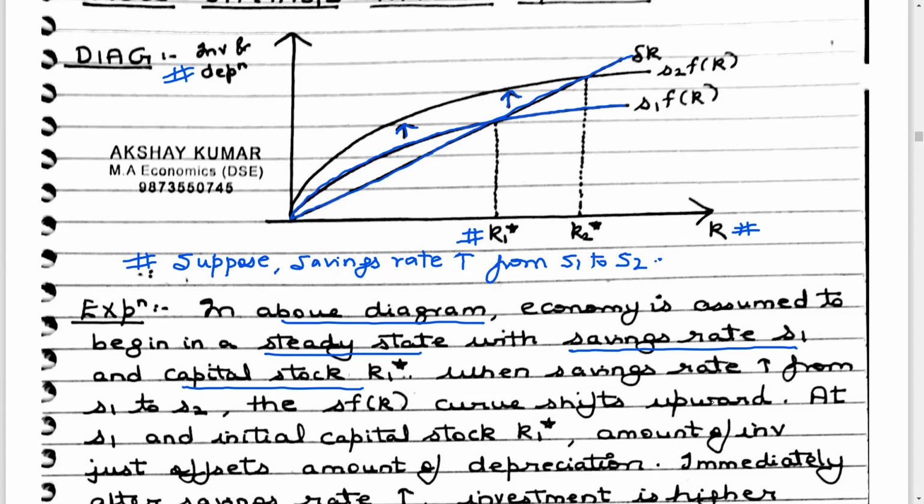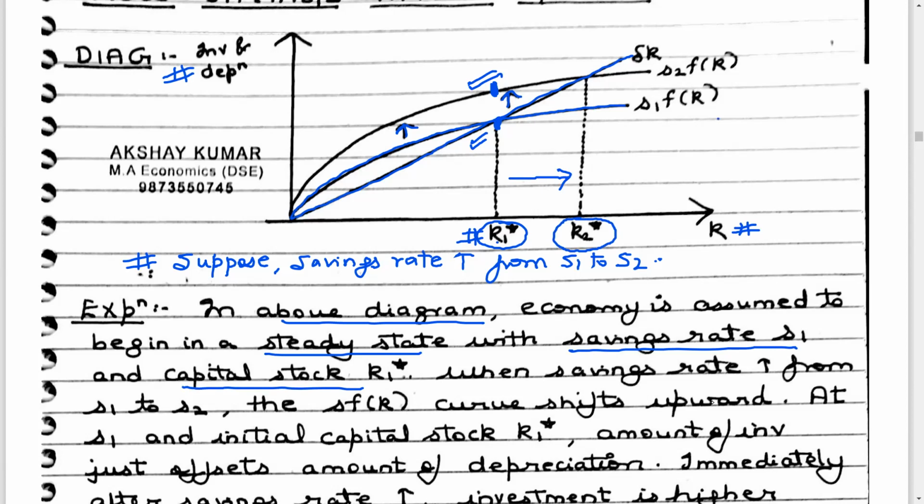So now what will happen? If you continue to remain at K star, now at K star, my investment is this much, but my depreciation is this much. So at K1 star, now my investment has become more than depreciation. This will cause the capital stock per worker to rise till we reach the new steady state level of capital stock per worker, which is K2 star.